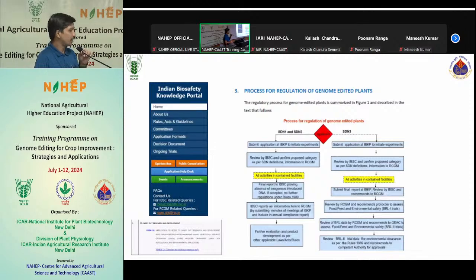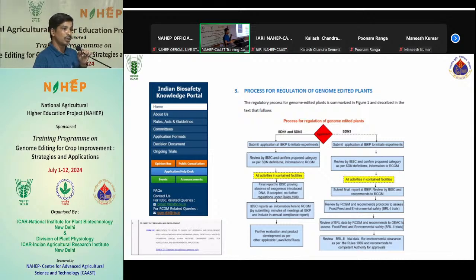So before starting, if anybody wants to do any genome editing, first make sure that after designing your guide RNAs and vectors, before proceeding, you have to submit all the necessary things to IBSC, the Institution Biosafety Committee. First, you have to make a document. For example, you have to go to the Indian Biosafety Knowledge Portal. There you have to submit the form D1, which has all the necessary things.